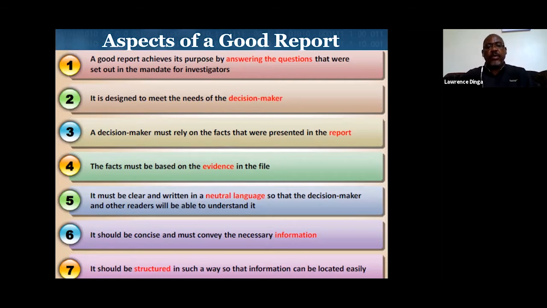It is also designed to meet the needs of the decision maker. Remember, you are doing this maybe for the court or for the person who hired you. A decision maker may rely on the facts presented in the report, and the facts must be based on the evidence or in the file. It must be clear and written in neutral language so that the decision maker and other readers will be able to understand it. You should also be concise and convey the information that is needed. It should be structured in such a way that information can be located easily.